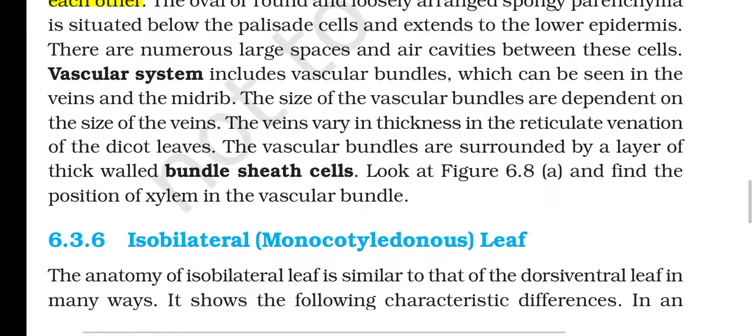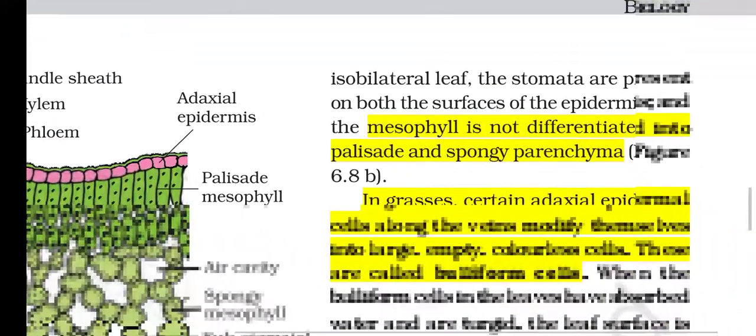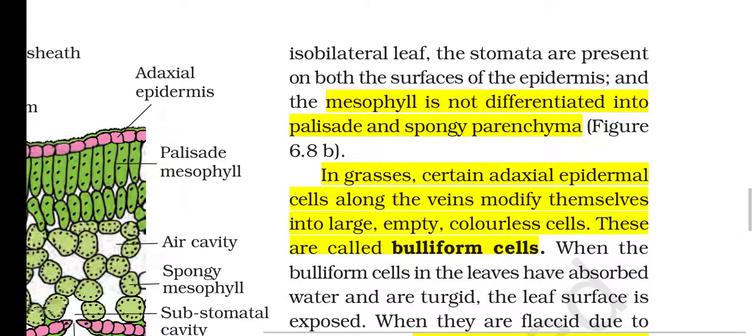6.3.6 Isobilateral monocotyledonous leaf. The anatomy of isobilateral leaf is similar to that of dorsiventral leaf in many ways. It shows the following characteristic differences. In an isobilateral leaf, the stomata are present on both the surfaces of epidermis, and the mesophyll is not differentiated into palisade and spongy parenchyma.